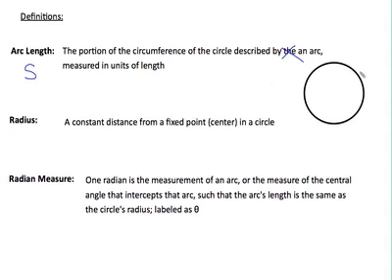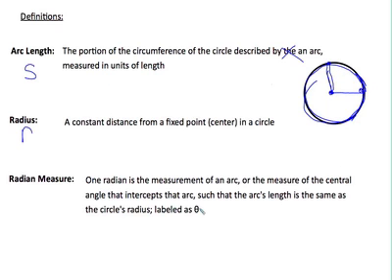So if we look at a circle, we can think that this part can be an arc length. You can have this be an arc length, or you can have the entire circumference of the circle be an arc length. Radius, which we label as R, is just the constant distance from a fixed point, which is our center of a circle. And we all know our radius is going to be the same to whichever point on the outside of the circle.